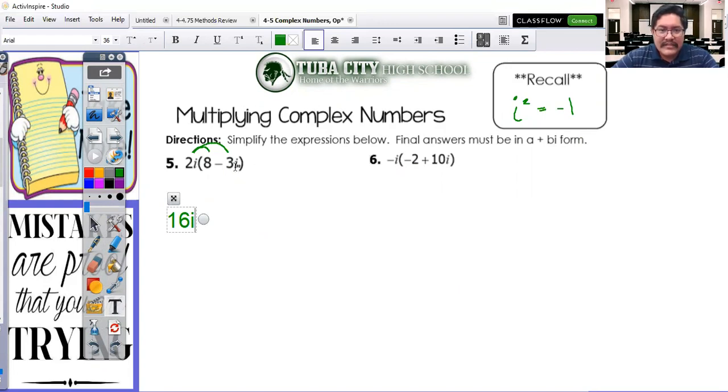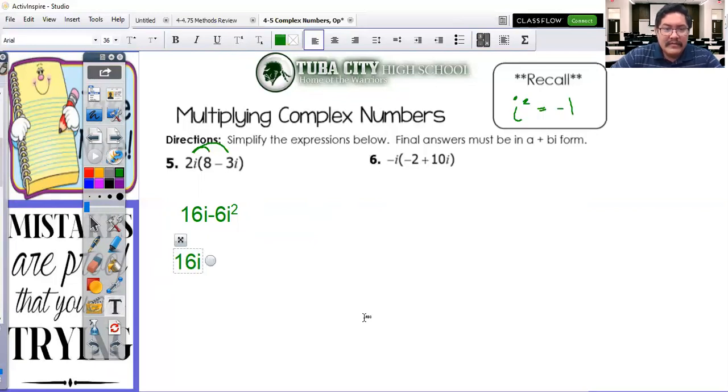Now it's time to work on the second term in the group, which in this case is going to be negative 3i. So you would just multiply them the same way, like if instead of i, it was any other number like 2x times negative 3x, right? You would get negative 6, and then your variable. But be careful because you do have a square in this case now. So I have i squared.